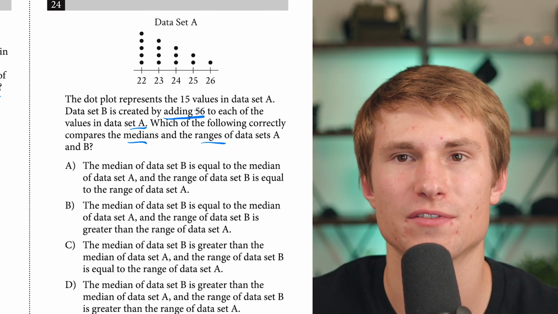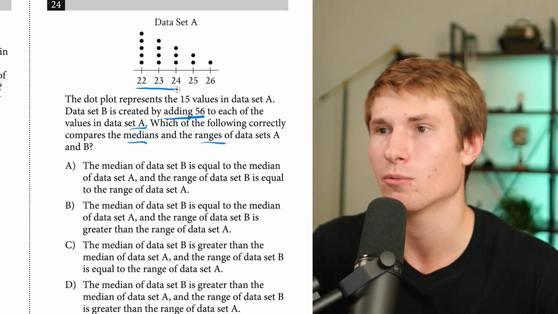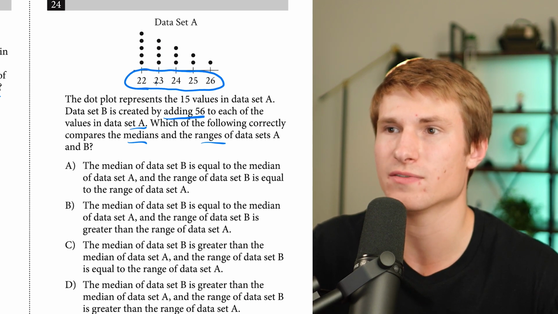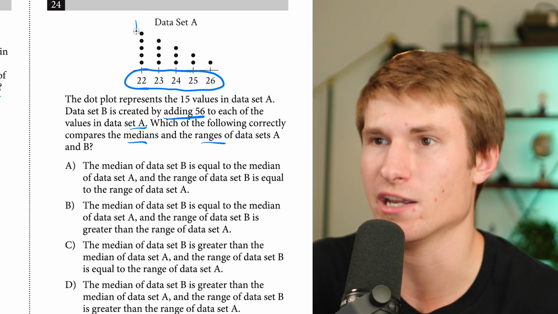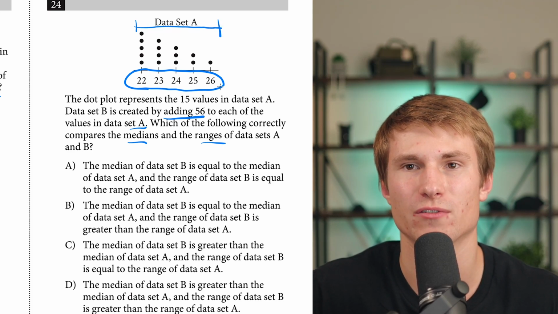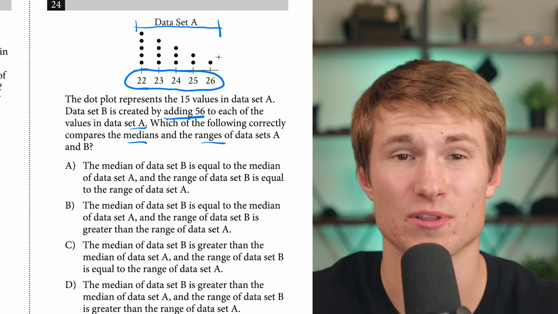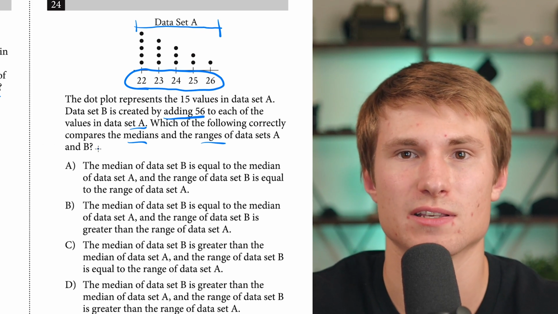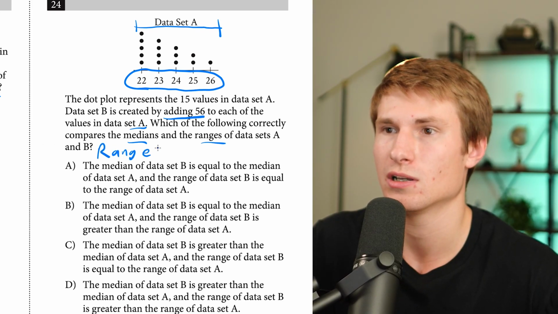Well, we know that if we add 56 to each of the values in dataset A, we ultimately are just going to change these values, but we're not actually going to change the range, or in other words, the distance from the minimum to the maximum. We are just going to change what value the minimum is and what value the maximum is, but not what the range is or the difference between the two. So our range will stay the same. So we can go ahead and write that range is going to stay the same.